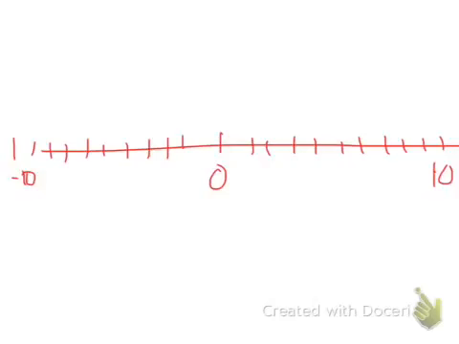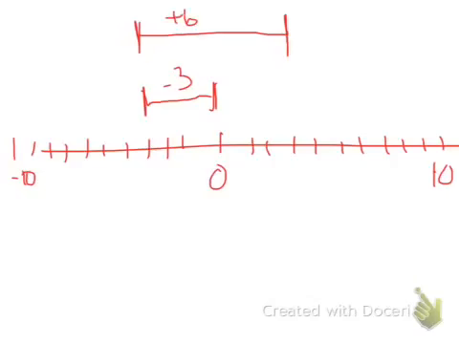It's going to say write the addition problem modeled on the number line. So it's going to give you a problem like this: minus 3 plus 6. I want you to write down what that problem is and what the answer is. Pause and solve.